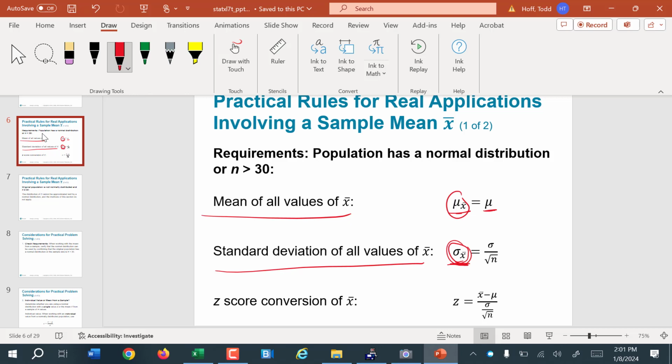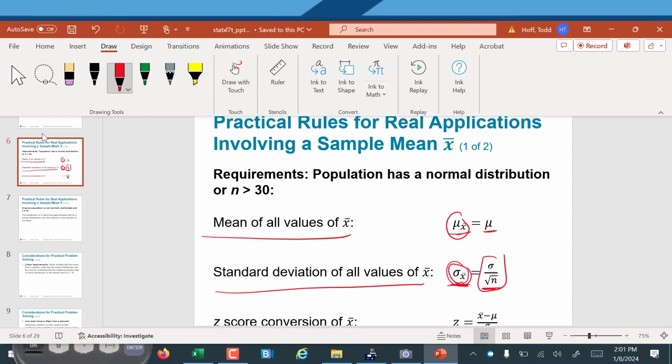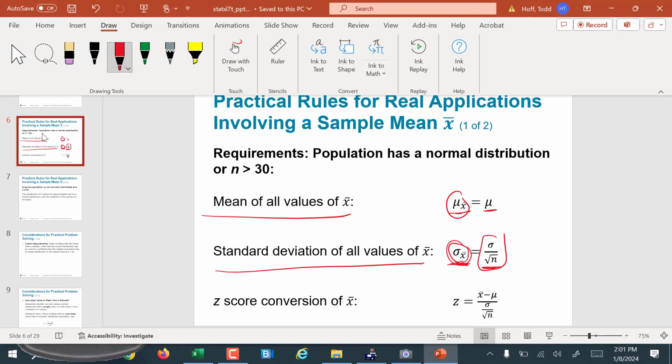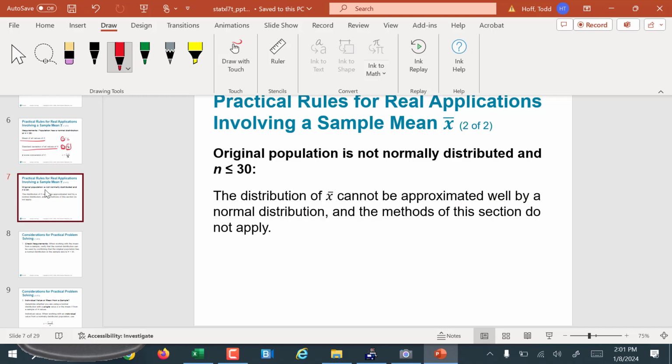So the standard deviation of all those sample means is going to be the population standard deviation divided by the square root of the sample size. The bigger the sample size is, the less variation or less standard deviation there will be in the sample means. So with smaller samples, there's going to be a lot more variation in those sample means. With bigger samples, there's going to be very little variation in those sample means.